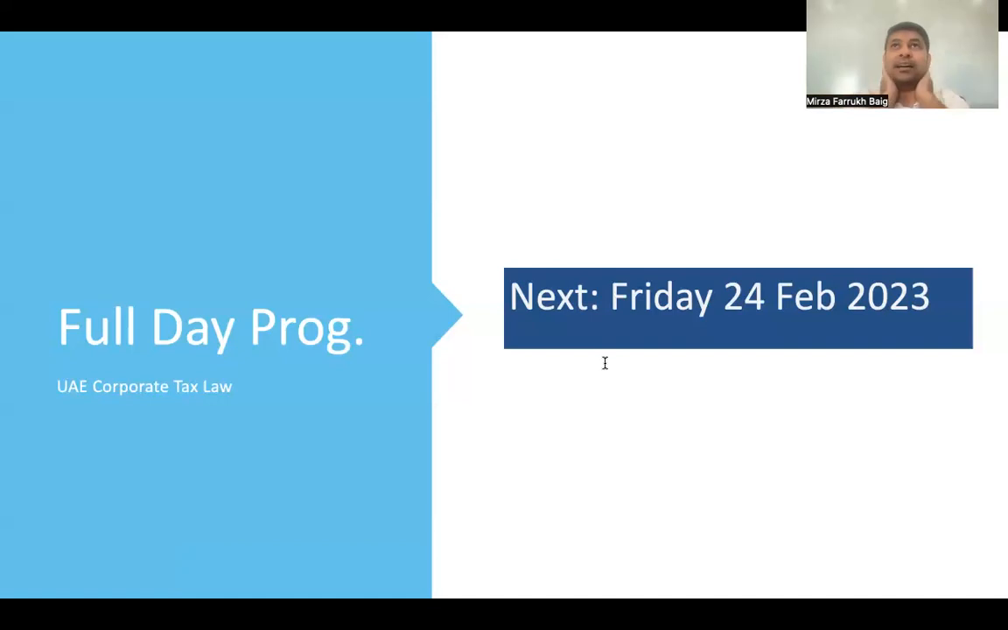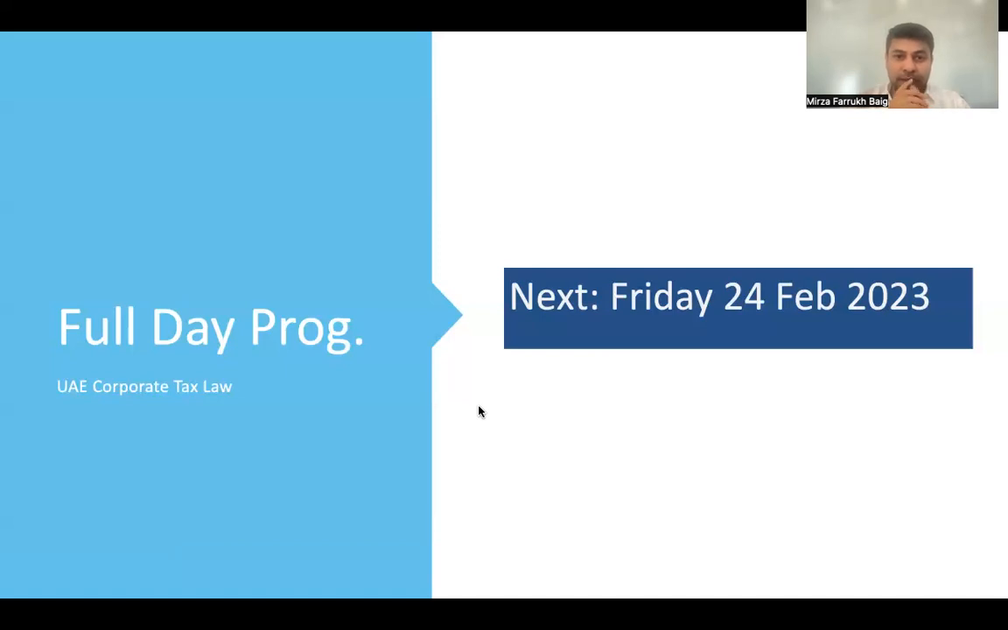See, you have to maintain substance here, and first and foremost, to maintain substance, at least you have to hold the board meetings here. So we still have to wait and see on this for FTA's clarification. But if we go for a plain reading here, you need to maintain substance in future to be a qualifying free zone entity here.